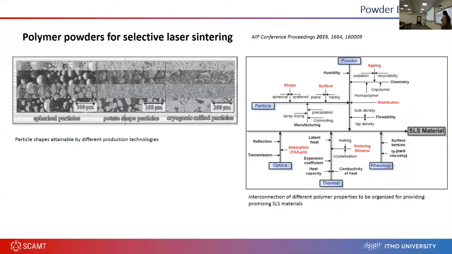So here also I proved that there are some researches about polymer powder for this method. And here, not very well seen, but the size of the powder particles is also about 20 micrometers at least. So it's also useless.